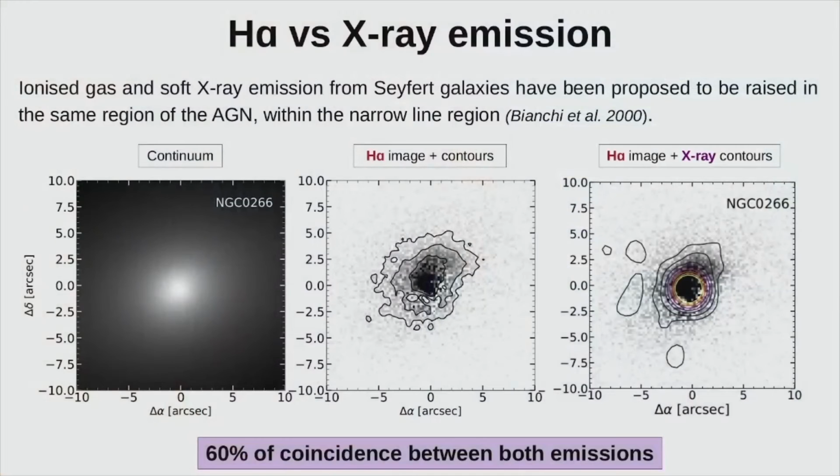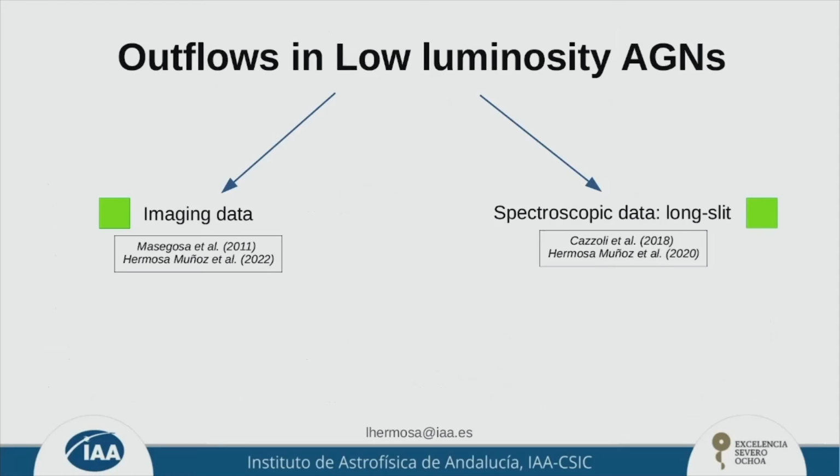As for the X-ray emission, it has been proposed that H-alpha emission and X-ray emission should be produced in the same regions of the AGNs, and they should then be found as co-spatial. So in our sample, what we found is 60% coincidence between both emissions. So here you have the continuum of one of our galaxies, here the contours of the H-alpha, and here the contours of the X-rays, and you see that they match quite nicely.